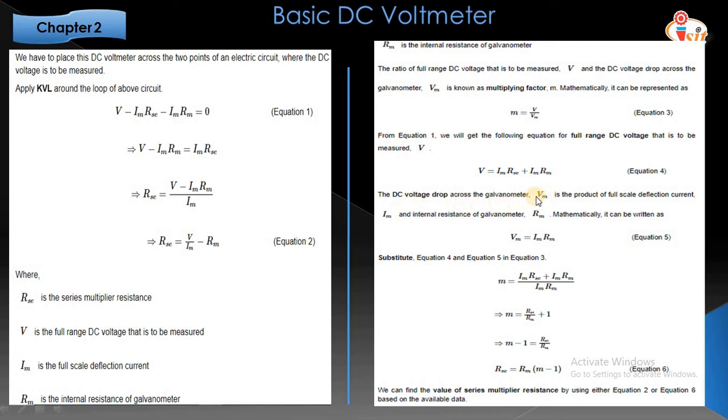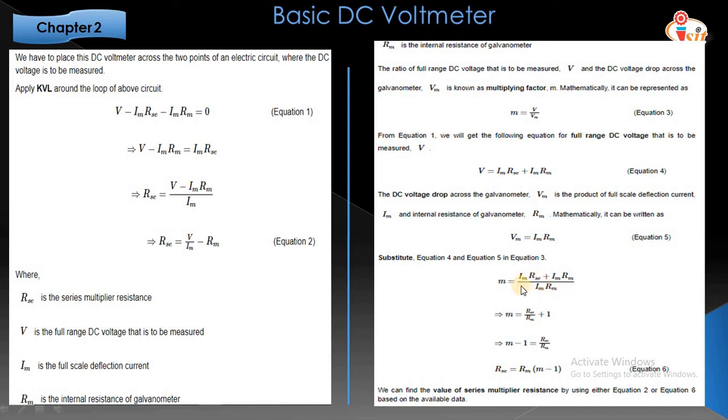Now the DC voltage drop across the galvanometer, Vm, is the product of full scale deflection current Im and the internal resistance of galvanometer Rm. So Vm is equal to Im into Rm. Now substitute equation number 4 and equation number 5 in equation number 3. Put the V value and the Vm value, then M is equal to (Im Rsc plus Im Rm) upon Im into Rm.